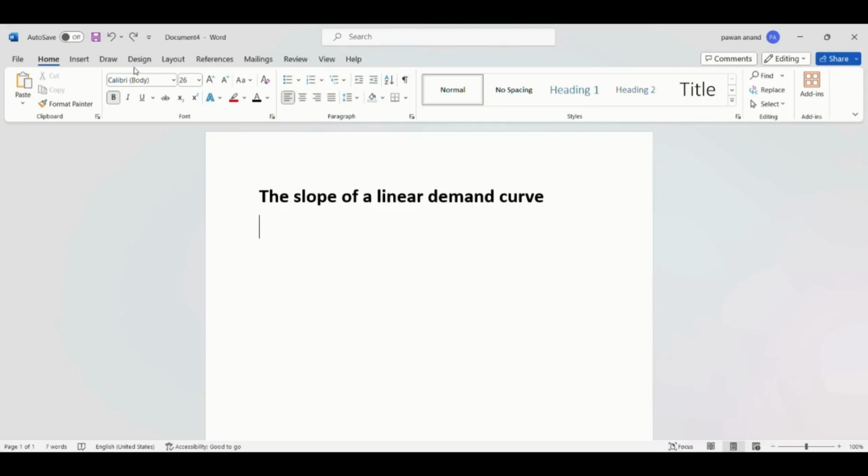Hello guys, in this video I'm going to explain how to calculate the slope of a linear demand curve or a quadratic demand curve, and how to use the value of that slope in the formula of elasticity. As you can see, the slope of the linear demand curve Q is equal to A minus BP is minus 1 upon B. As it is a normal demand curve, we can first convert it into an inverse demand curve.